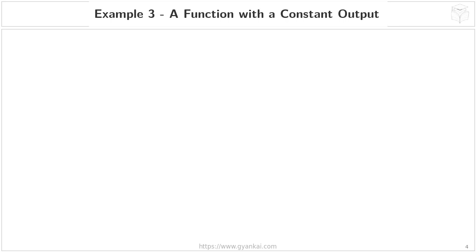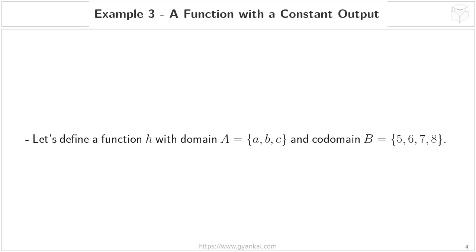Example 3. A function with a constant output. Let's move on to our third example. This one is a little different, and it's designed to really solidify your understanding of what defines a function. Here, we're going to define a function called h. We'll say that the domain, which is the set of all possible inputs, is A, and it consists of the elements B and C. So, A equals the set containing B and C.